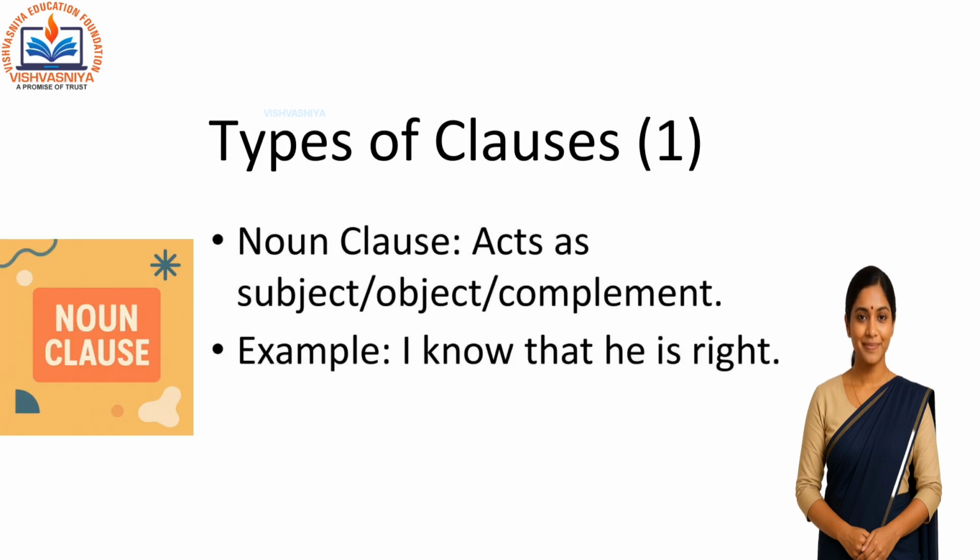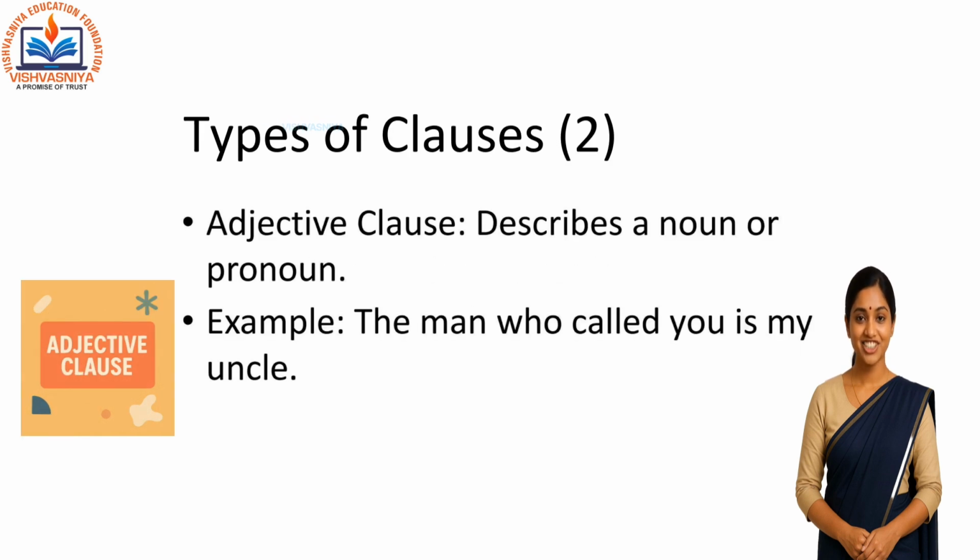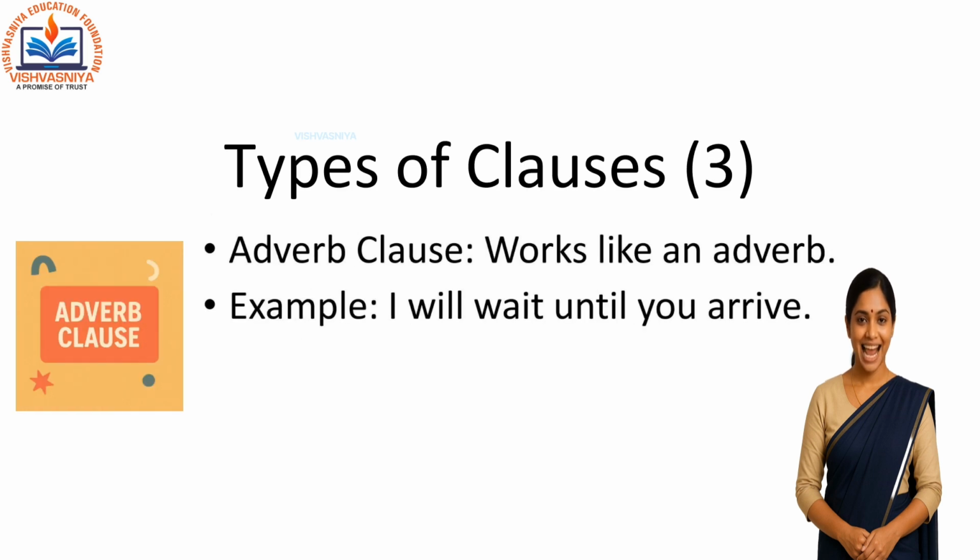When we transform sentences, we often deal with these clauses. A noun clause acts as subject, object, or complement. Example: I know that he is right. An adjective clause describes the noun or pronoun. Example: the man who called you is my uncle. An adverb clause works like an adverb. Example: I will wait until you arrive.